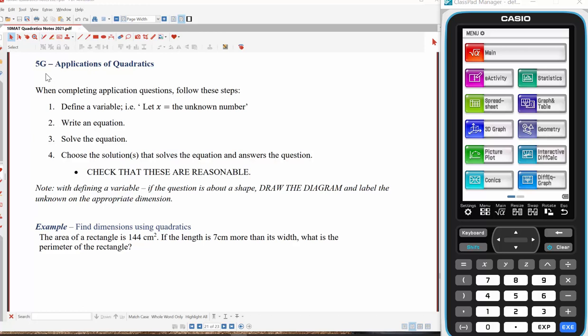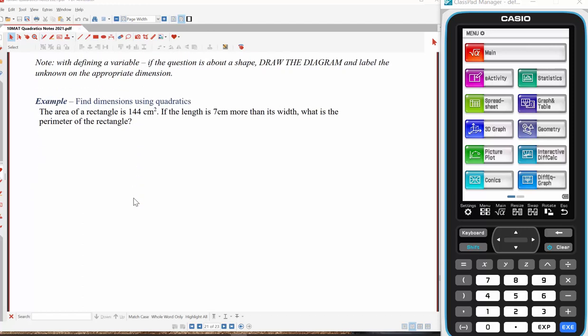Today we'll be looking at applications of quadratics, and yes, there is some. So when completing applications questions, just follow these steps. First of all, define the variable, so let x equal whatever it is. Write an equation and solve it. And also this last one here, just check that the solutions are reasonable, and often that'll be dictated by the context of the problem. So draw the diagram, label it, and check your solutions to see whether it is appropriate.